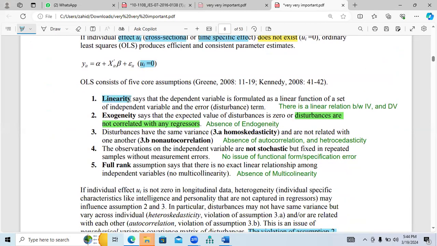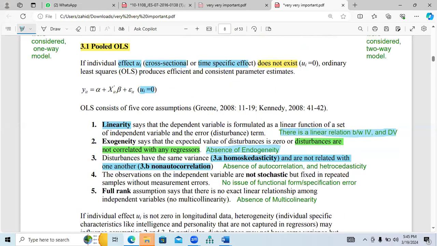The linearity assumption: there should be a linear relationship between the IV and DV. There should be exogeneity. It means there should be no correlation between the independent variable and your error term, like I have let you know about the exogeneity or endogeneity concern. Then there should be no heteroscedasticity, there should be no autocorrelation, and there should be no specification error or functional issues. So if these conditions are met, we can use the pooled OLS regression.